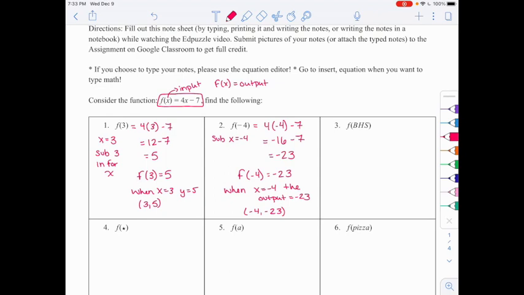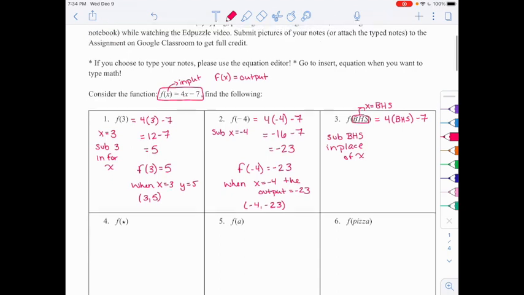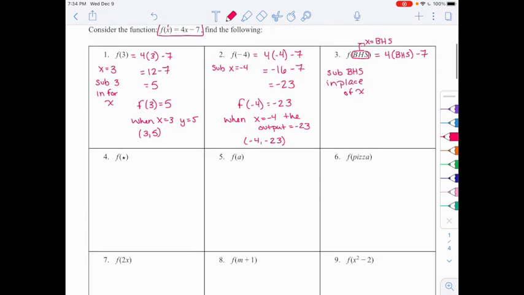I can put anything in for x. I don't have to put a number. Obviously, a number makes the most sense, but I can put anything, right? If I ask you for f of BHS, then this just means I'm going to put BHS in for x. So sub BHS in place of x. So instead of 4x, I'm going to have 4 times BHS minus 7. I can't simplify this because I don't know what 4 times BHS is, but the whole point here is just to get you comfortable with subbing anything in for x. Right, so that's just my answer, 4 times BHS minus 7.